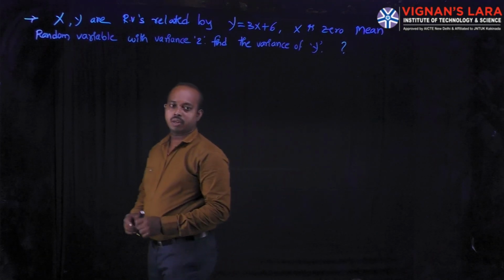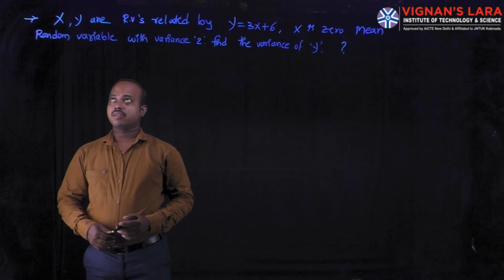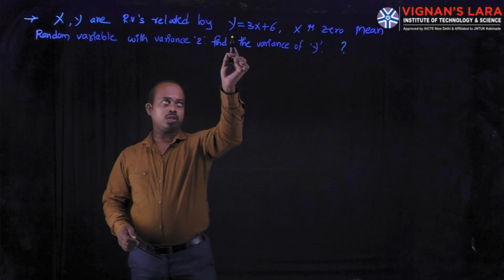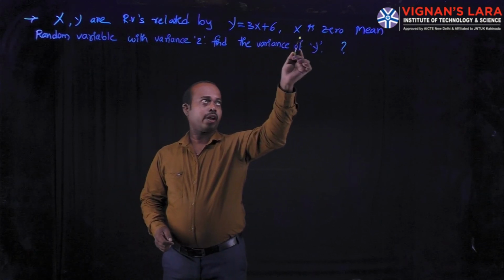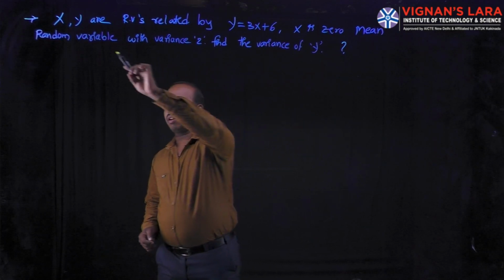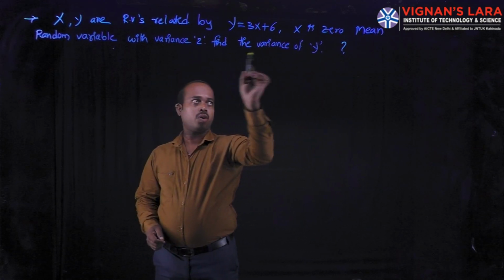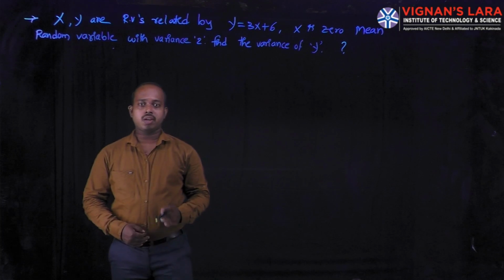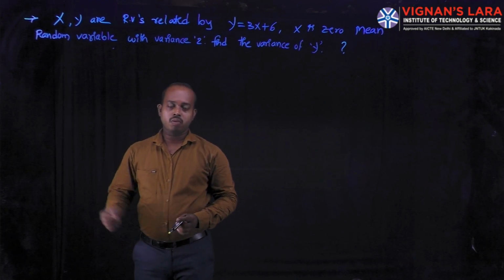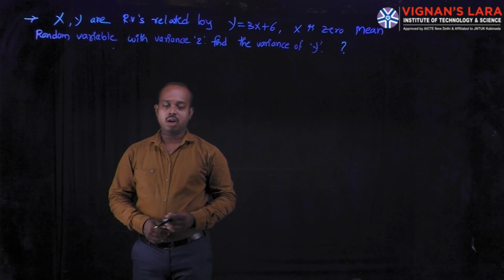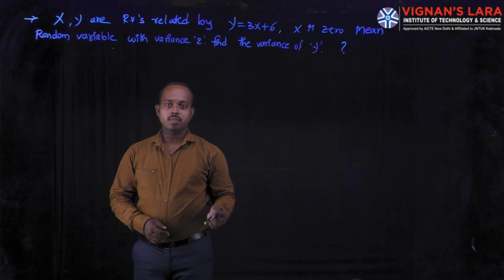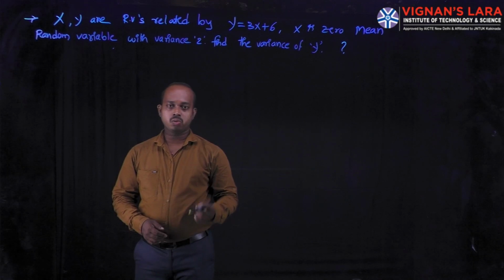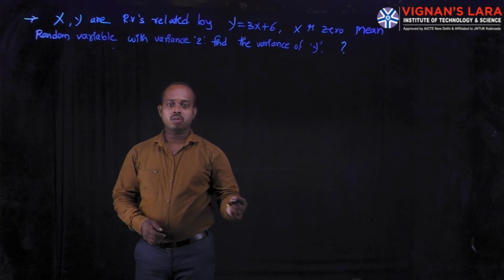Okay students, coming to another example problem. Here, X and Y are random variables related by Y equals 3X plus 6, and X is a zero mean random variable with variance 2. Find the variance of Y. In this problem, two random variables X and Y are given, along with the equation Y equals 3X plus 6. The mean value of random variable X is 0 and the variance is 2. We are asked to find the variance of Y.